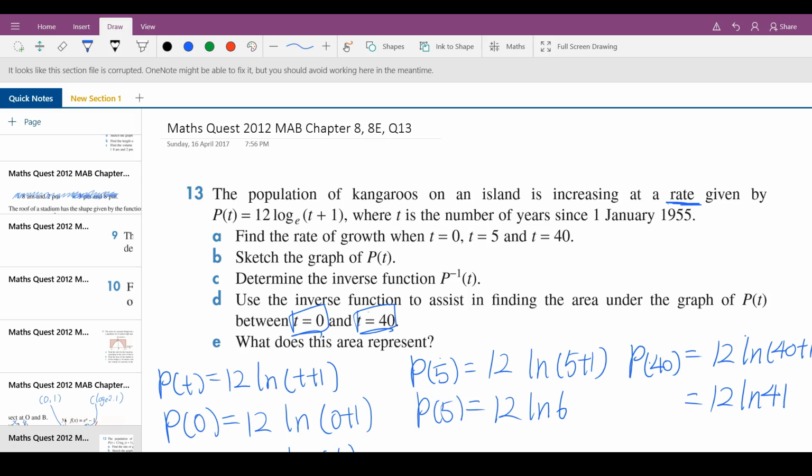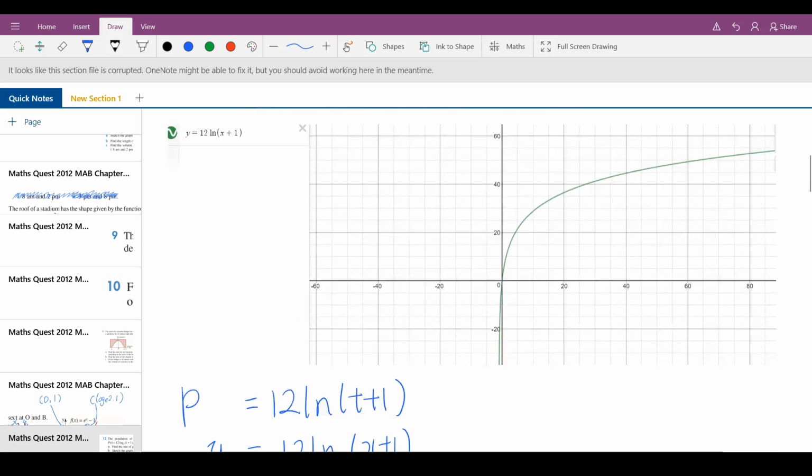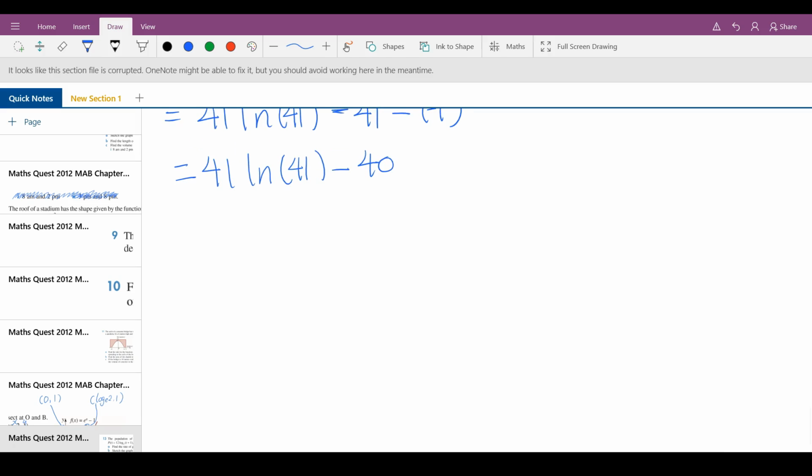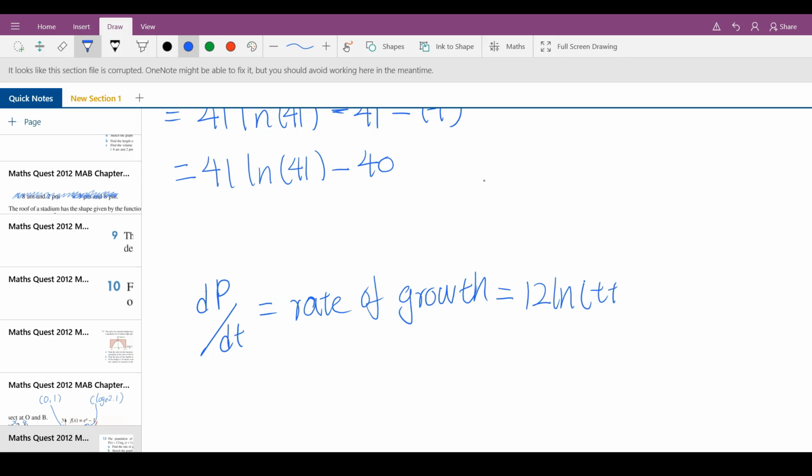So which tells you the next question. What does this area represent? If we can answer the last question, we can answer this question. We can answer the unit for this one, right? So remember, the growth rate function at the beginning is a derivative, right? It's a rate function. It's a derivative. So it must be dp over dt equal to growth rate, the rate of growth, right? And we know that's equal to 12 ln t plus 1, right?